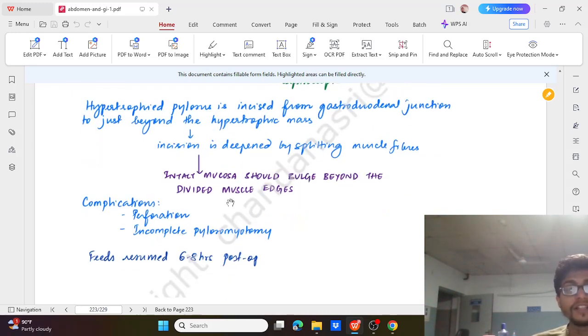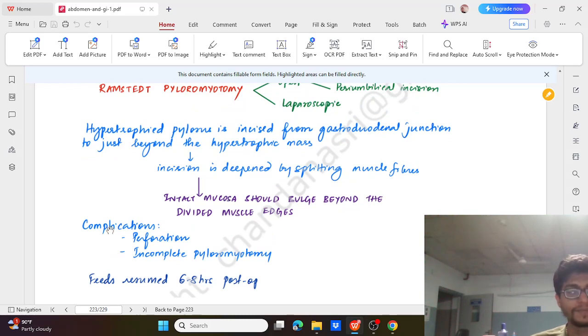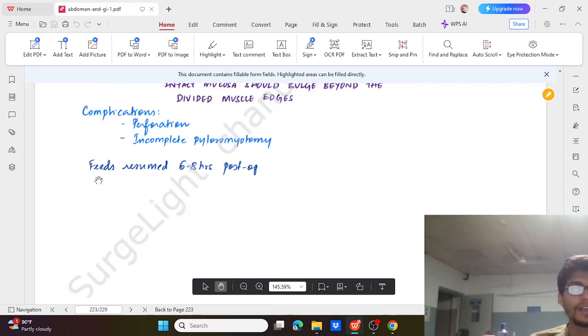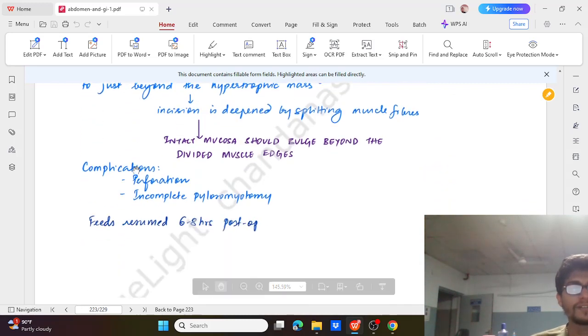Intact mucosa should bulge beyond the divided muscle edges, and then closure is done. Complications are perforation and incomplete pyloromyotomy, and feeds are resumed 4 to 6 hours postoperatively.